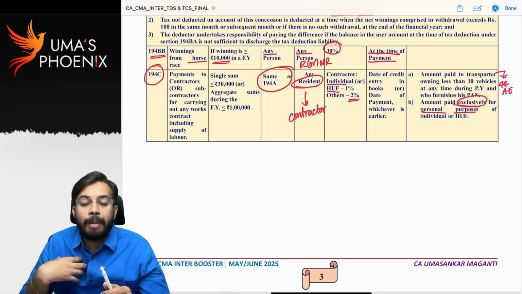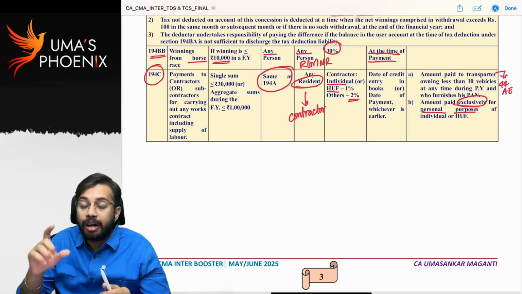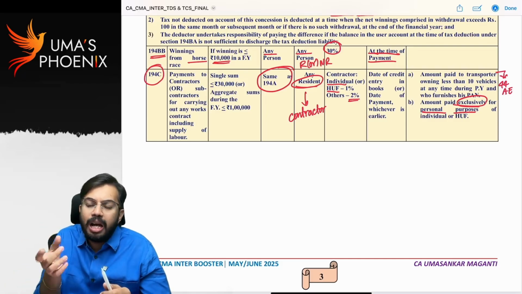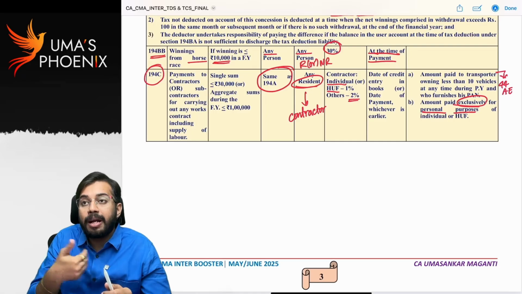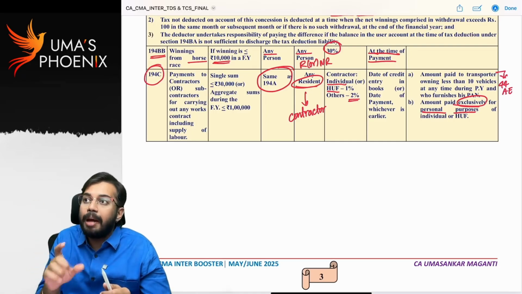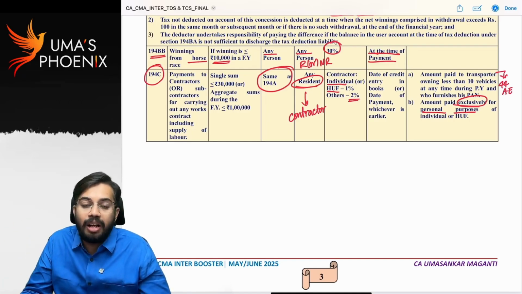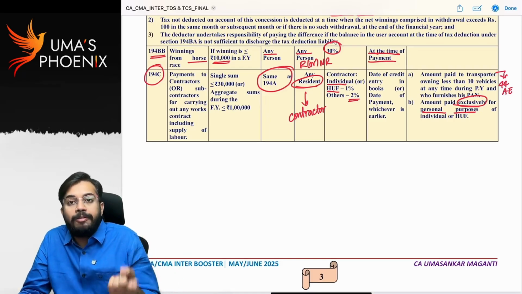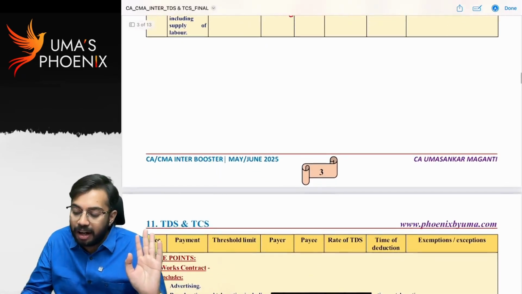Now, let's say for my personal purpose, I am constructing a building, and I made payment of 10 lakh rupees to the contractor. Even though I am making payment to a contractor, since I am constructing the building for my personal purpose, I am not required to deduct TDS under section 194C on that 10 lakhs. Is it clear? So for exclusively personal purpose, if any contract payment is made, no TDS is required to be deducted under section 194C.